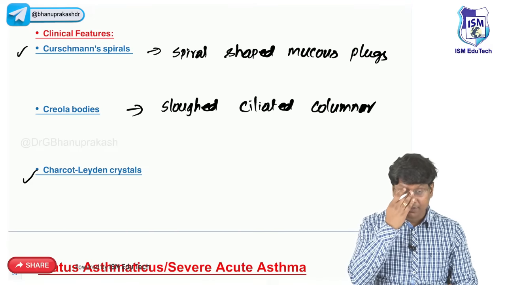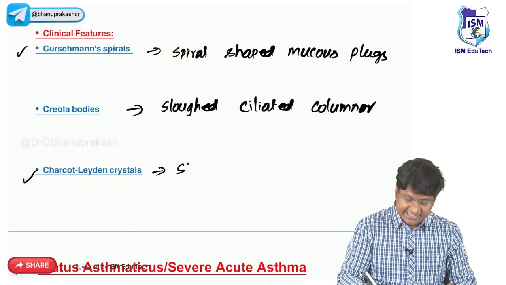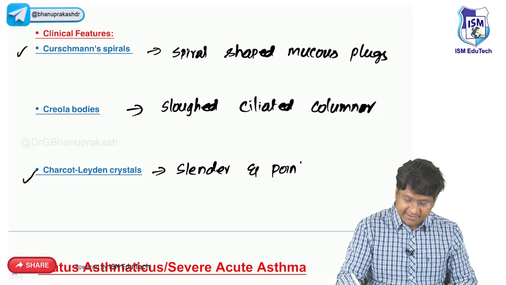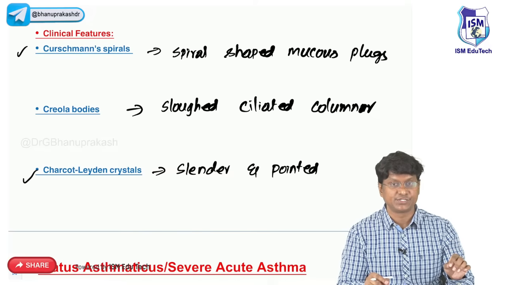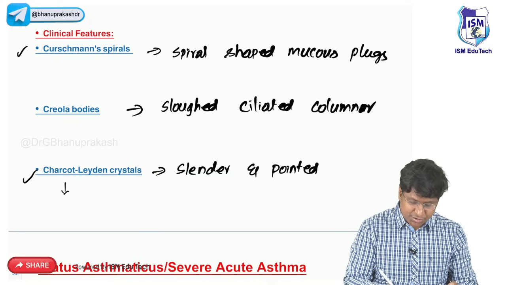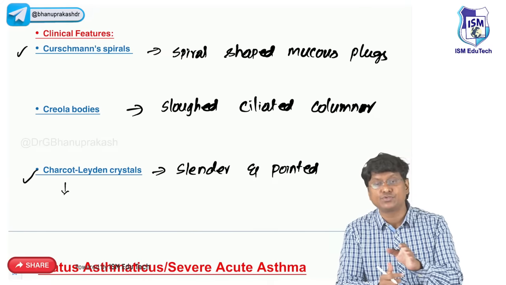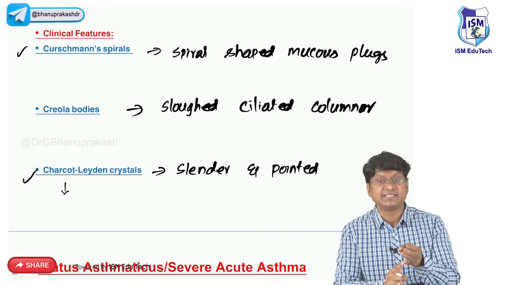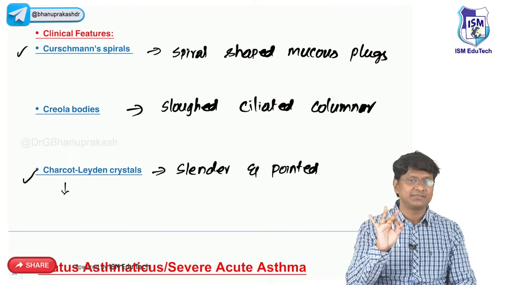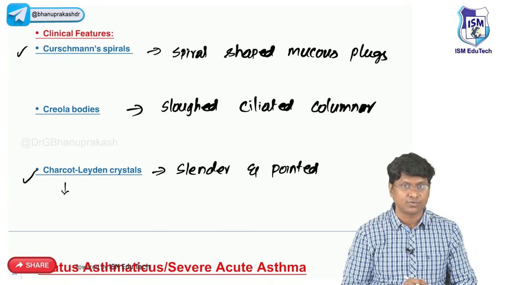And lastly, you have Charcot-Leyden crystals. They are slender and pointed at both ends, consisting of a pair of hexagonal pyramids. Apart from asthma, you can have these crystals in other eosinophilic inflammatory pathologies like parasitic infection, such as Entamoeba histolytica. So these are the three important features you will have in sputum: Curschmann spirals, Creola bodies, as well as the Charcot-Leyden crystals.